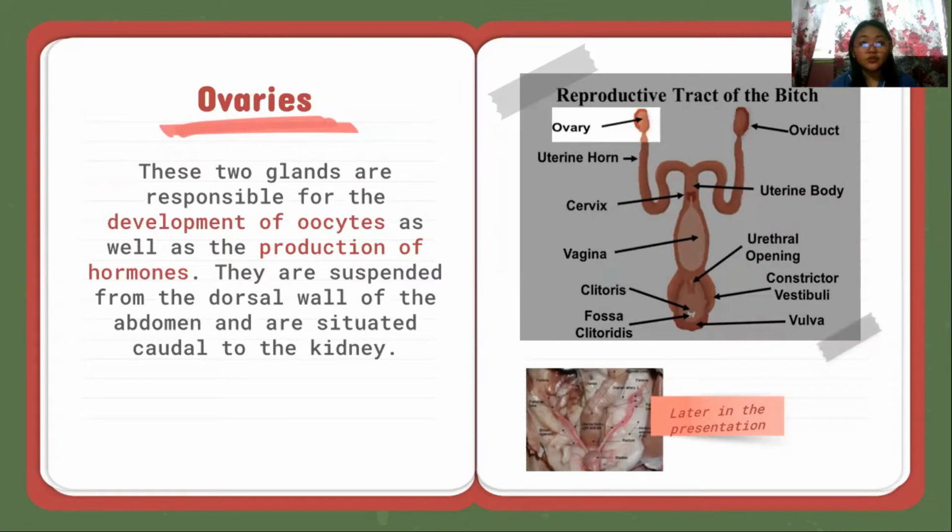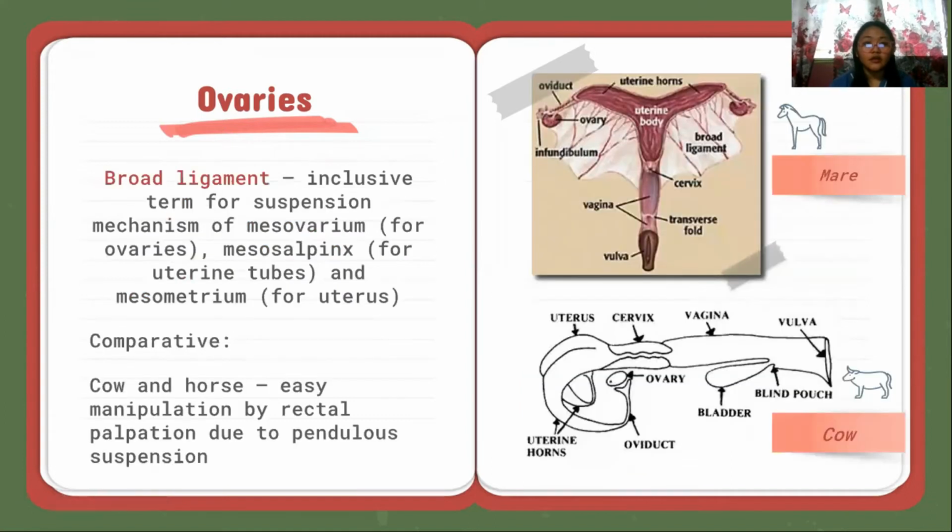The ovaries are two glands that are responsible for the development of oocytes as well as the production of hormones. They are suspended from the dorsal wall of the abdomen and are situated caudal to the kidney. The broad ligament is an inclusive term for the suspension mechanism of the mesovarum for the ovaries, mesosalpinx for the uterine tubes, and the mesometrium for the uterus. The cows and mares have easy manipulation by rectal palpation due to their pendulous suspension. Pendulous meaning it is hanging loosely.